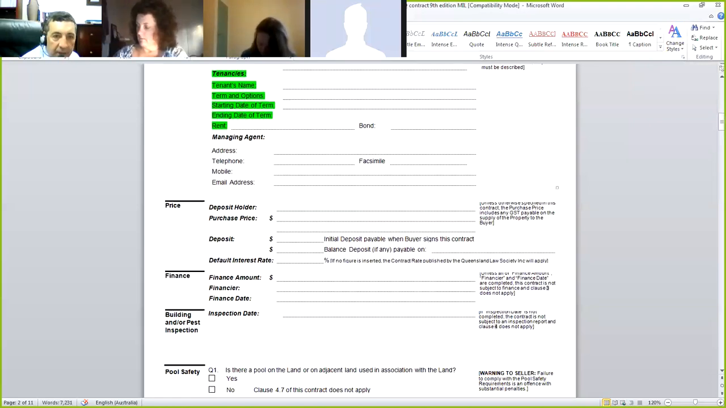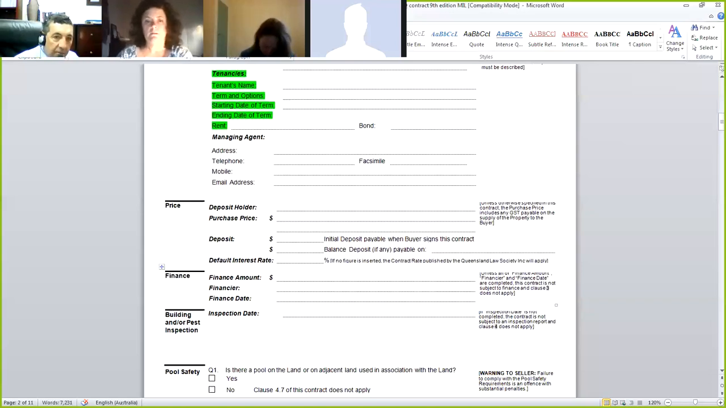Finance, I've talked about the need for finance, and last week we talked about the need to look at the fine print. In this instance, have a look at the contract on the right-hand side, where it does say that if the contract is intended to be subject to finance, then each of these lines, the finance amount, the financier and the finance date, should be inserted. If not, then the contract is not subject to finance and the finance clause does not apply.